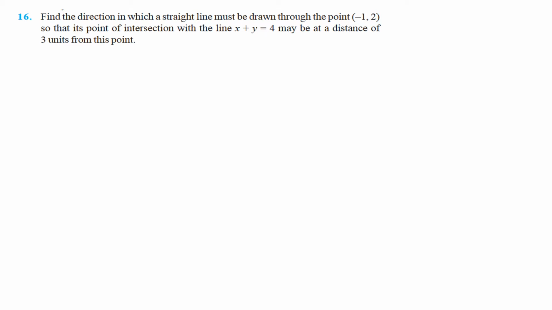Question number 16 says: find the direction in which a straight line must be drawn through the point (-1, 2) so that its point of intersection with the line x plus y equals 4 may be at a distance of 3 units from this point. Okay, so let us try to understand it with the help of a figure, what is given to us.